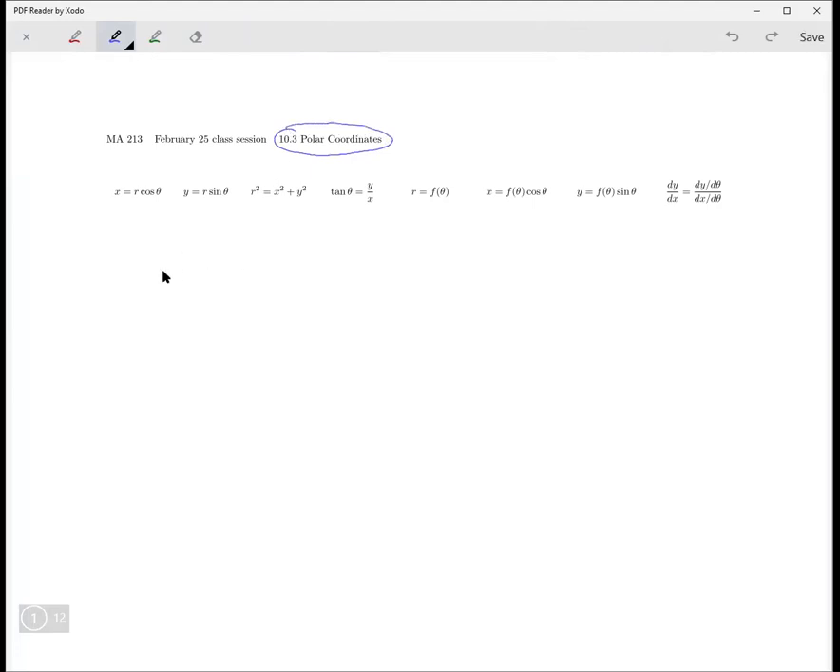Okay, so the idea is this: let's say you have the coordinate system here, the x, y coordinate system. Now, if there's a point here, then in Cartesian coordinates, which is the x, y system, this point is x comma y, meaning that this is the x value and that is the y value. So if that's 3 and that's 2, then this point is 3 comma 2, for example.